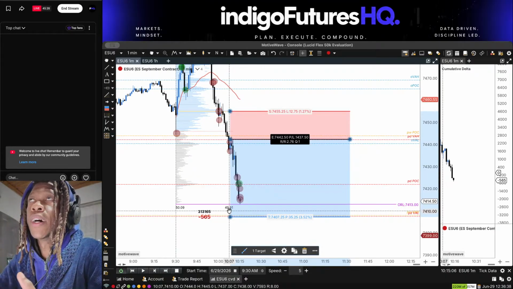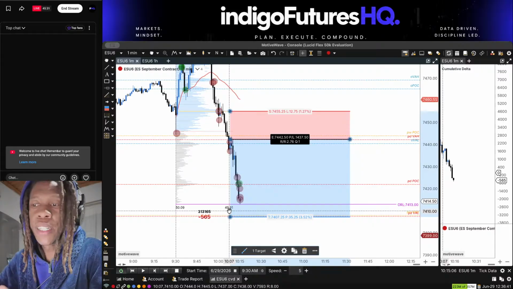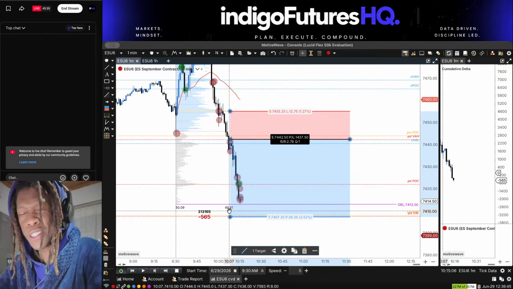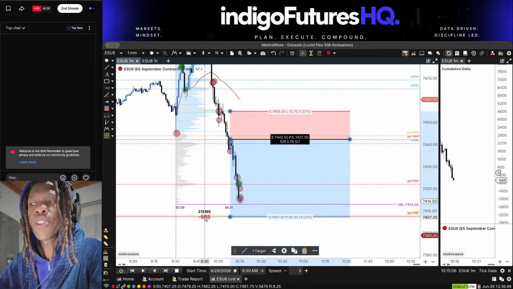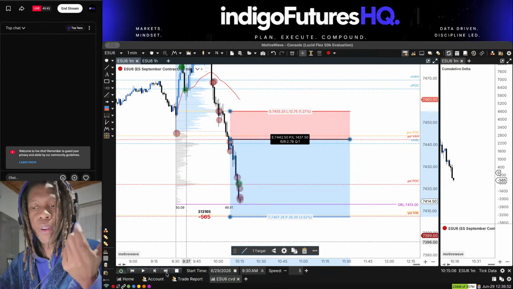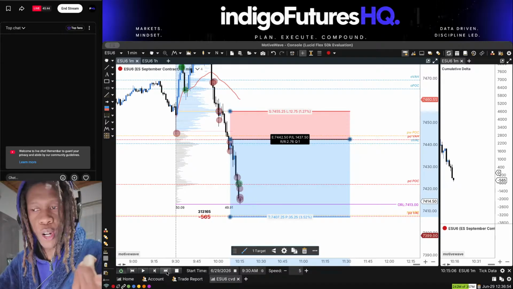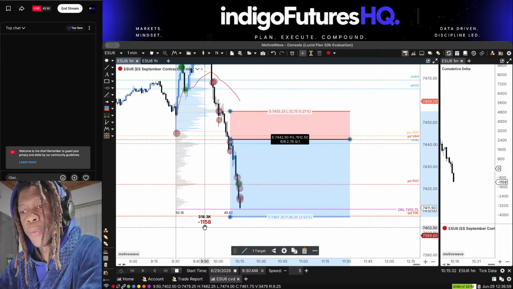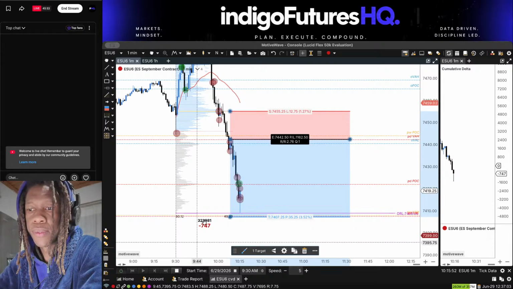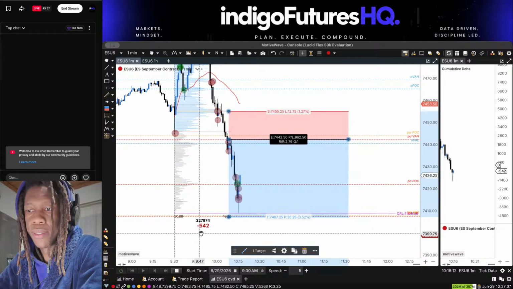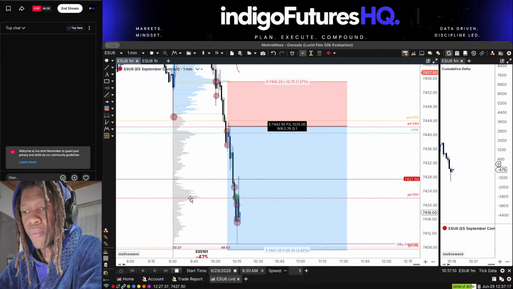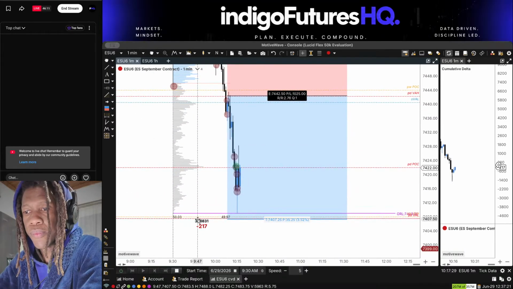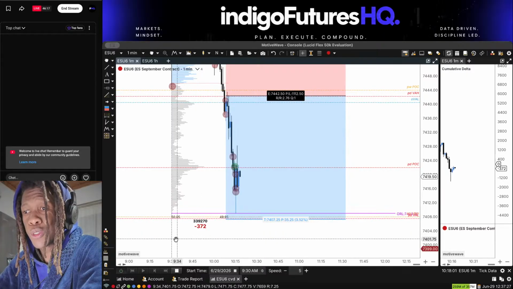It's not arbitrary. It's not discretionary. I guess it is somewhat discretionary, but it isn't really because these are values. This is what's actually happening on the DOM, right? In the book, you know. So, but yeah, here we go. More negative delta. Get to a K, and then it shifted higher. Let's see how this played out. I was super close to the previous day value area low though.